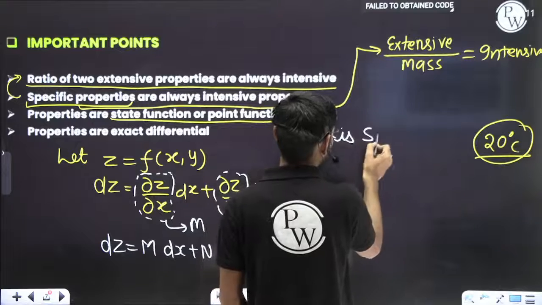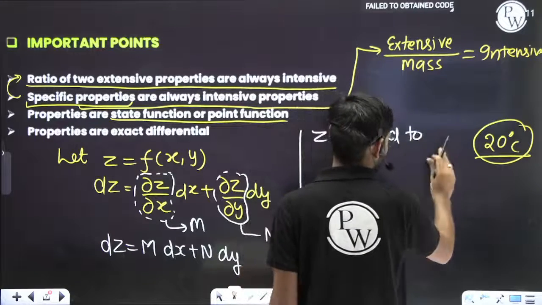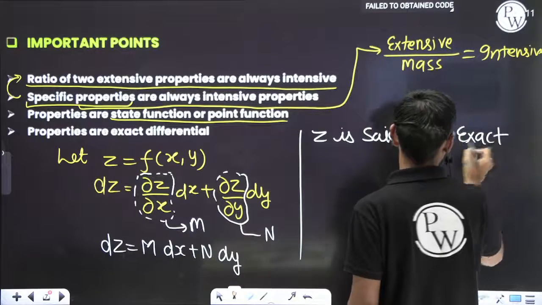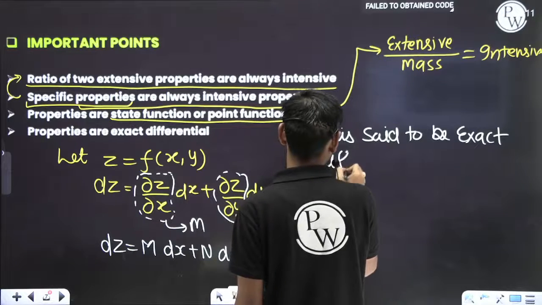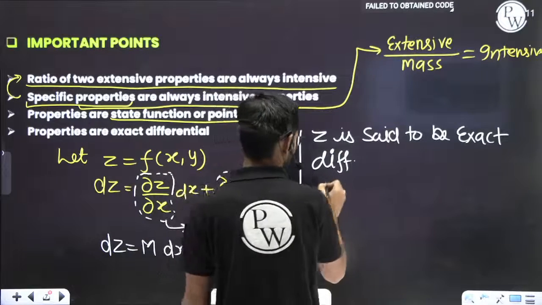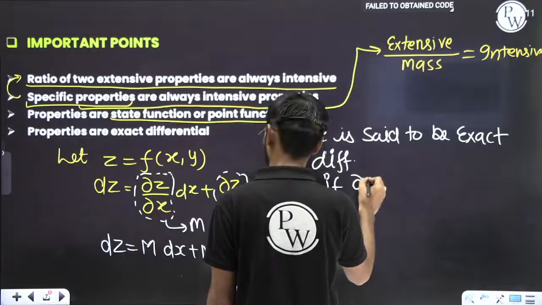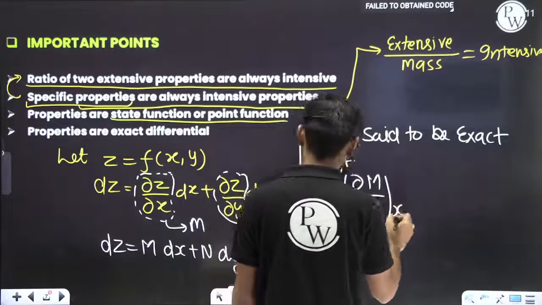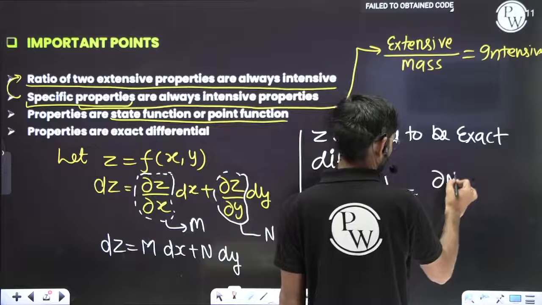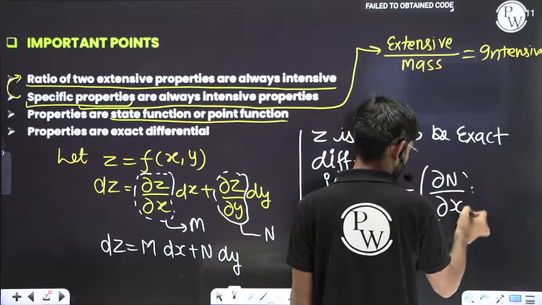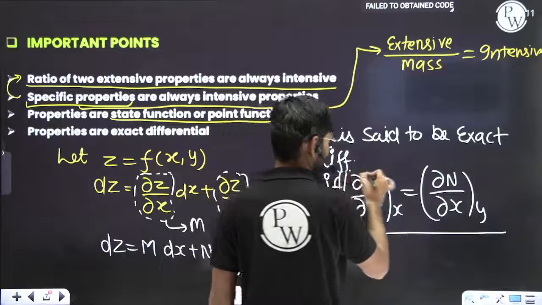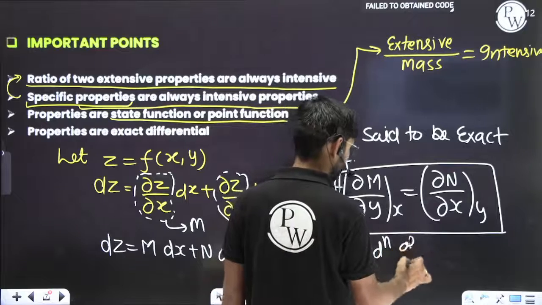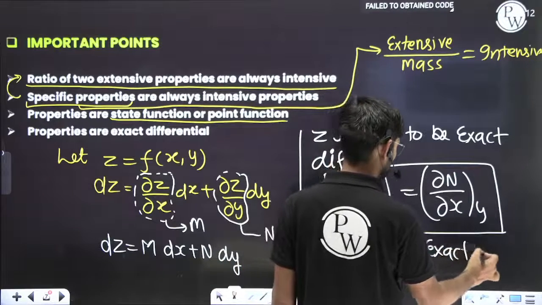Z is said to be an exact differential if dou M by dou y at constant x is equal to dou N by dou x at constant y. This is basically the condition of an exact differential.